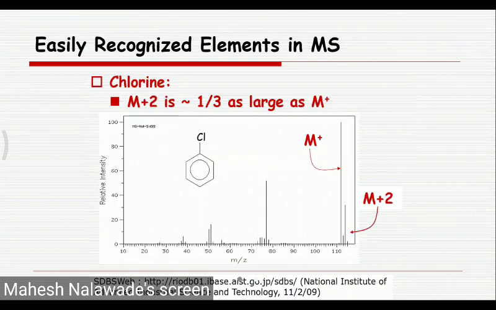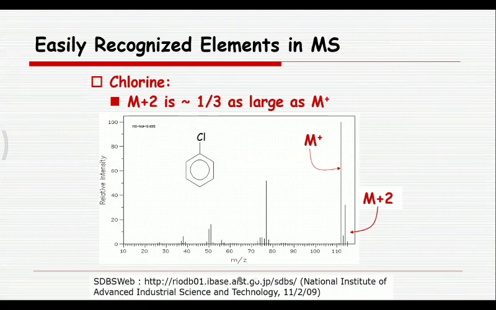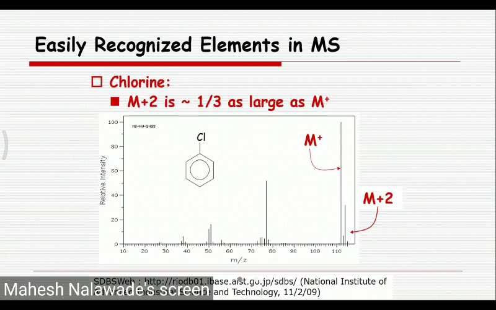For chlorine now, we said chlorine has two isotopes, chlorine 35 and chlorine 37. The relative abundance matters. First, important thing is chlorine 35 and chlorine 37, so the difference is +2. So we observe a peak at the m+2 value.